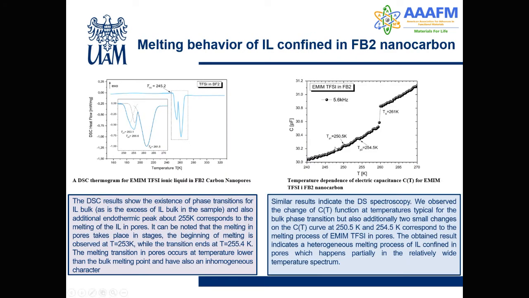The results for confined ionic liquids show that the DSC results have the typical peak for the melting temperature of the bulk system, as we have an excess of the bulk substance in the system, and an additional peak related to the pore melting point. It is divided into two Gauss curves, showing that the system is not homogeneous, and the peak is not regular. This peak shows the pore melting point. For lower temperature, we can see the solid-solid phase transition, typical for the bulk liquids.